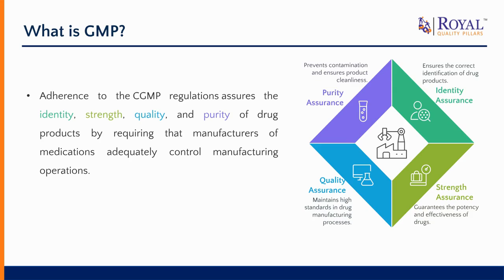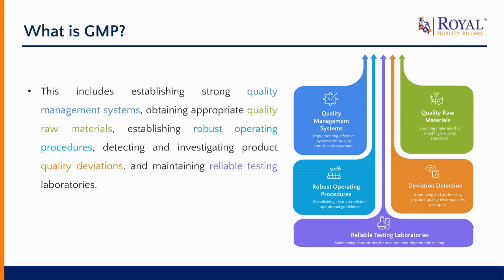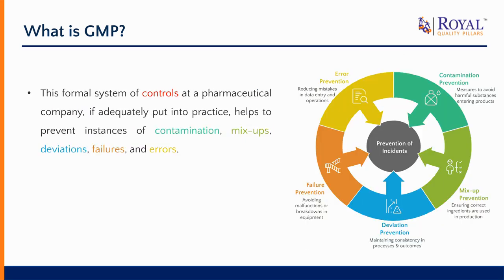Adherence to the CGMP regulations assures the identity, strength, quality, and purity of drug products by requiring that manufacturers of medications adequately control manufacturing operations. CGMP includes establishing strong quality management systems, obtaining appropriate quality raw materials, establishing robust operating procedures, detecting and investigating product quality deviations, and maintaining reliable testing laboratories.